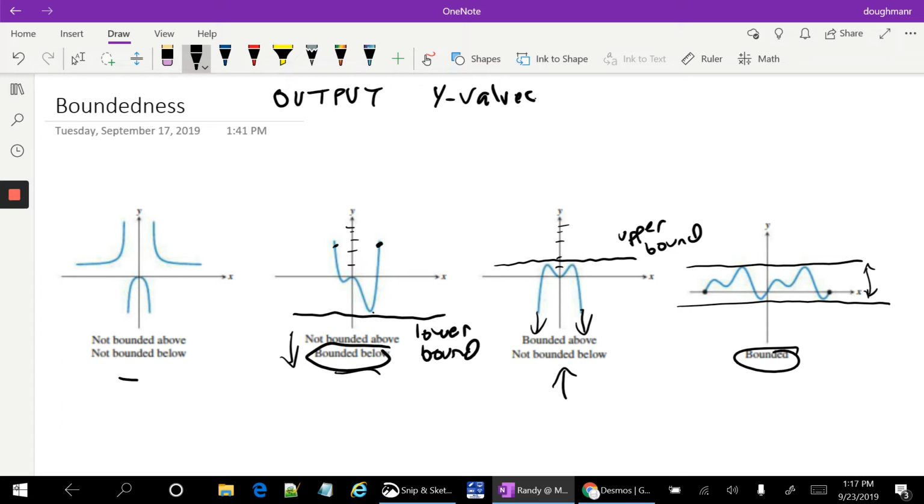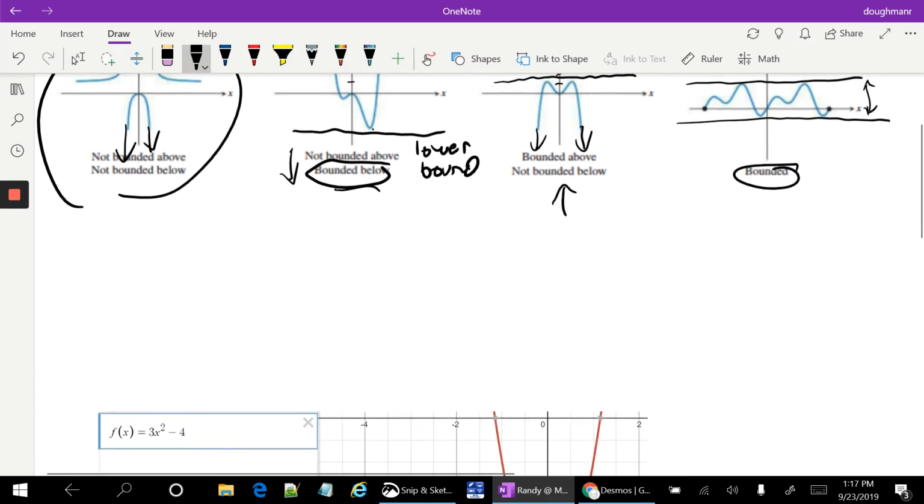Now, if I go back to the first one, you'll see that those outputs go on forever. So all the way, an output of y equals positive infinity. Those go down forever. So they go down, all the possible outputs for y are negative, so they're not bounded. So an example is right here.